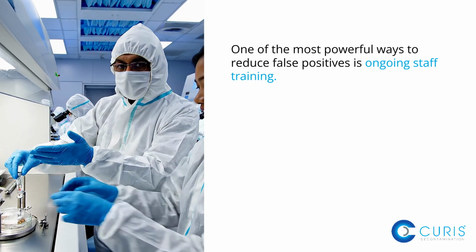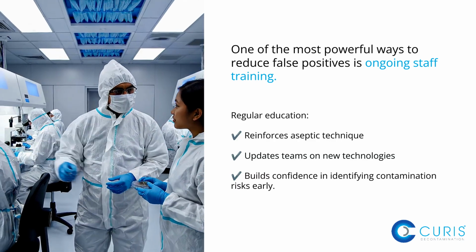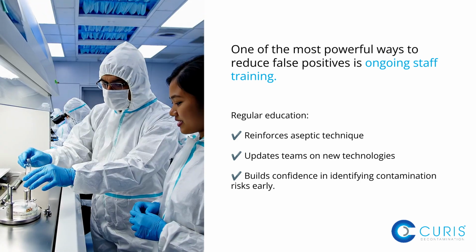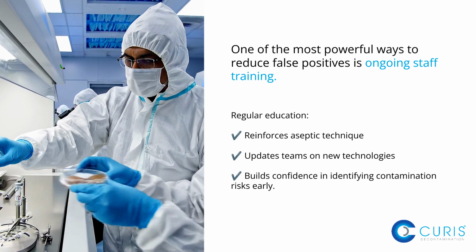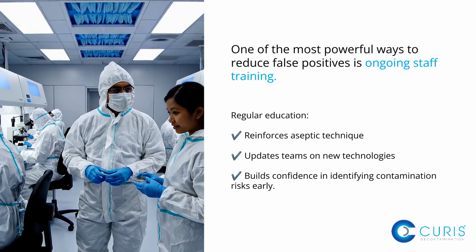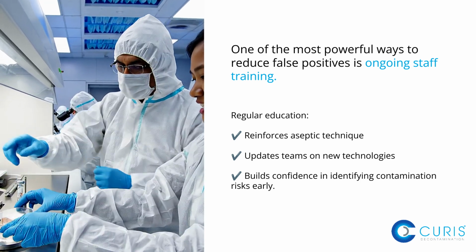One of the most powerful ways to reduce false positives is ongoing staff training. Regular education reinforces aseptic technique, updates teams on new technologies, and builds confidence in identifying contamination risks early. Audits and competency assessments help identify gaps and reinforce a culture of precision and accountability.